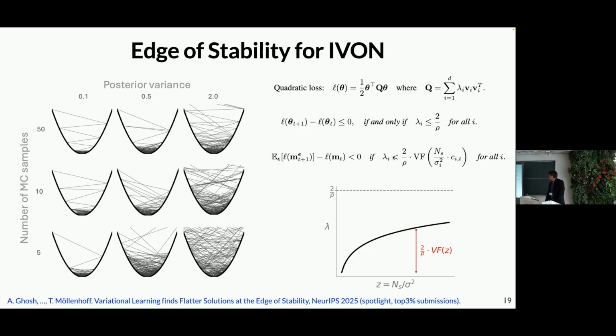And then we have this new theory which says, okay, you still have this 2 over rho factor for IVON, so you should still use the large learning rate to go to the flat minimum, but you get an additional variational factor, which is less than 1, which depends on the number of MC samples and the posterior variance. So these are the sigma i squared. And this bound here predicts the sharpness, and we've seen on the previous slide that it matches the empirical observations. So this is one explanation why we observe these nice results.